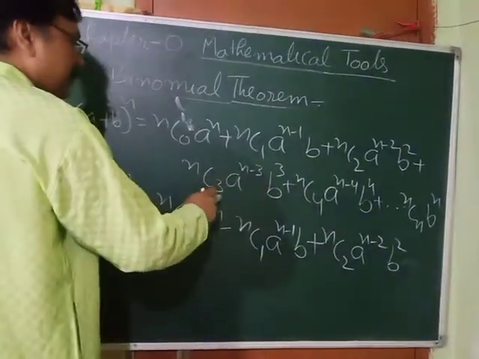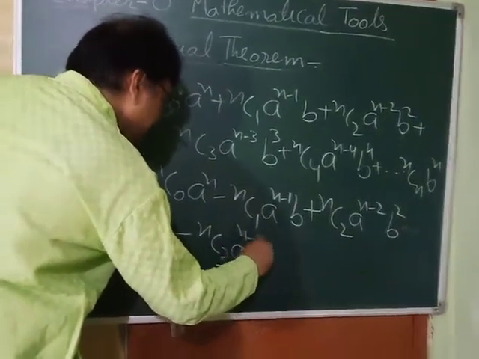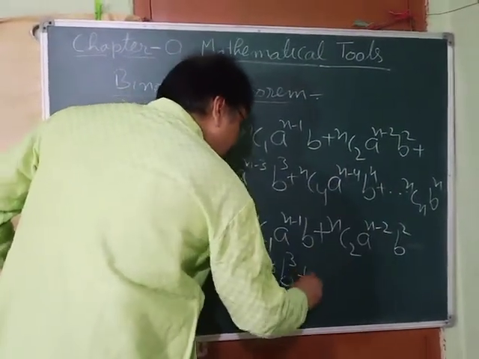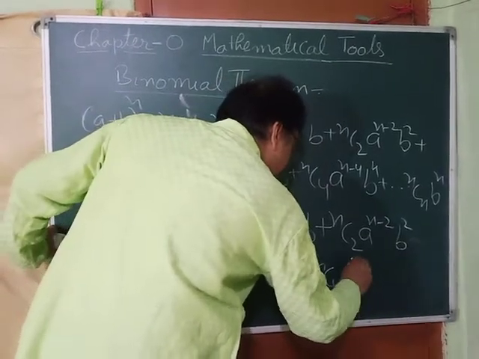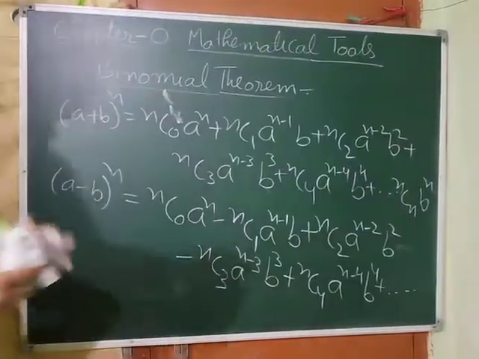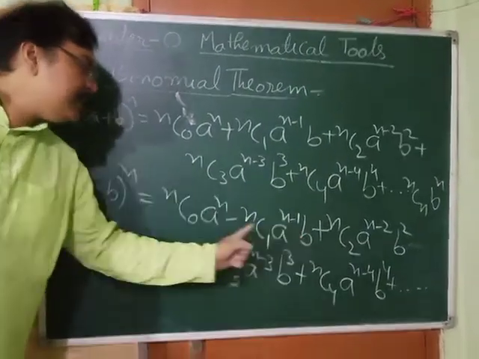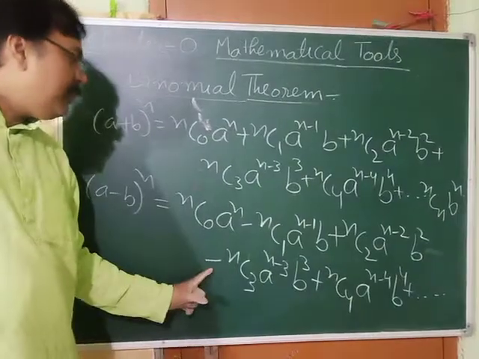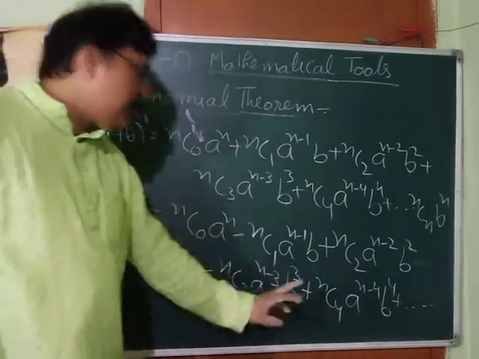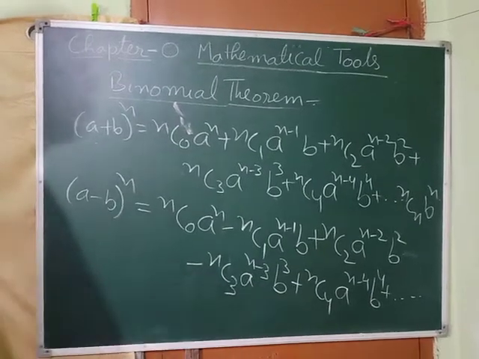Now what about this term? Here b is cubed, so we will have negative. Here b is raised to the power 4, so it is positive. In this way it will go. So wherever you find the power of b is odd, you have to write a minus sign before that. Wherever the power of b is even, you have to write plus. That is the only small change you have to do. Clear? Now I think you can do the homework very easily.